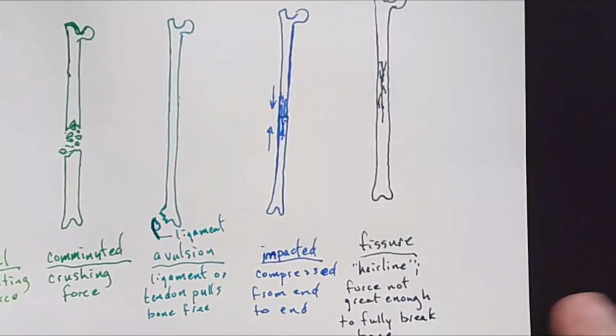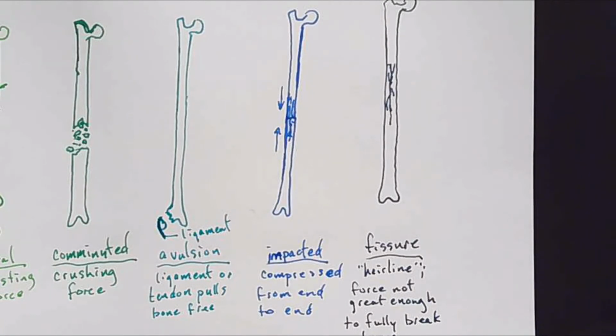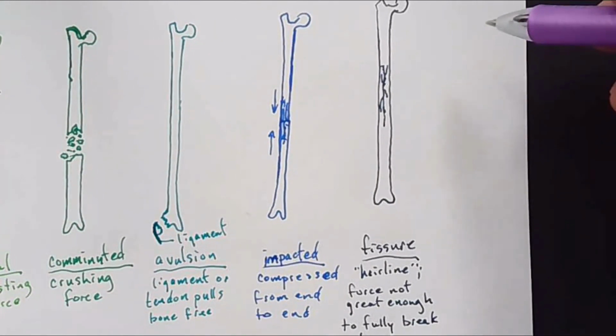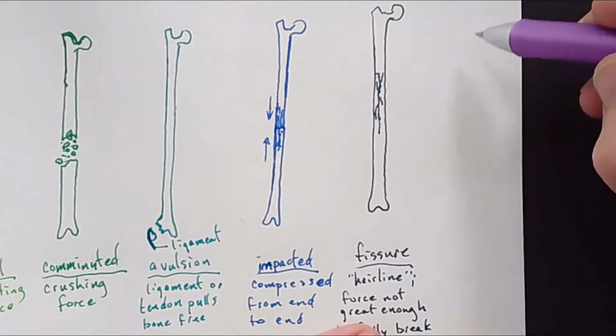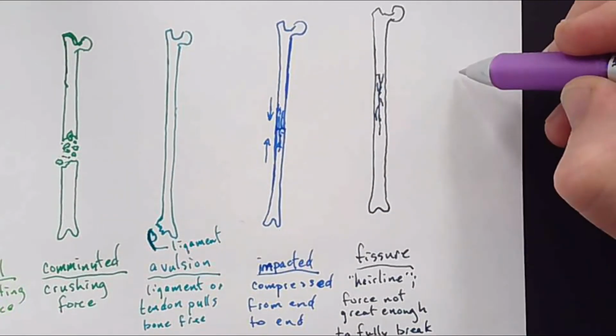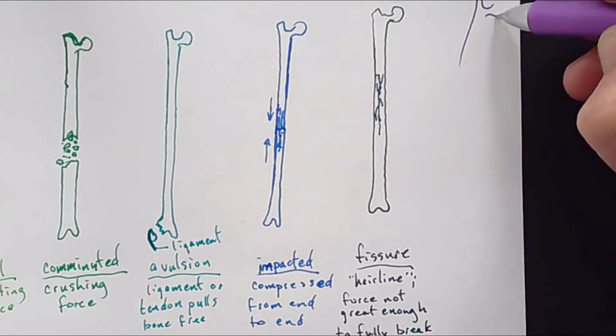And so you just get a crack running through the bone. All right, and this last one mostly happens with little kids. Have you ever taken a branch off a tree, a live, green branch, and you go to break it and it bends and bends and bends and then finally kind of splinters but doesn't break all the way through? That's what this is. So we've got to draw this one at an angle.